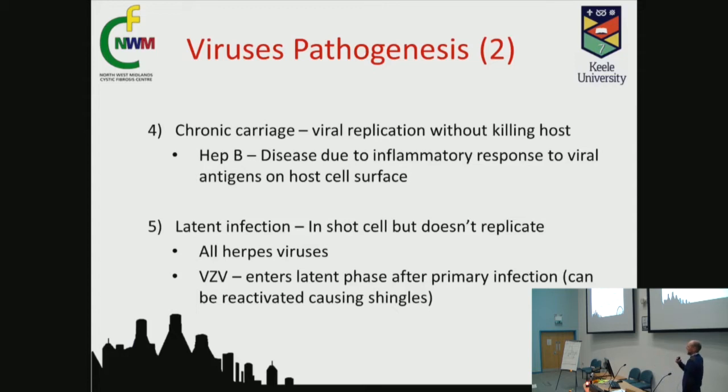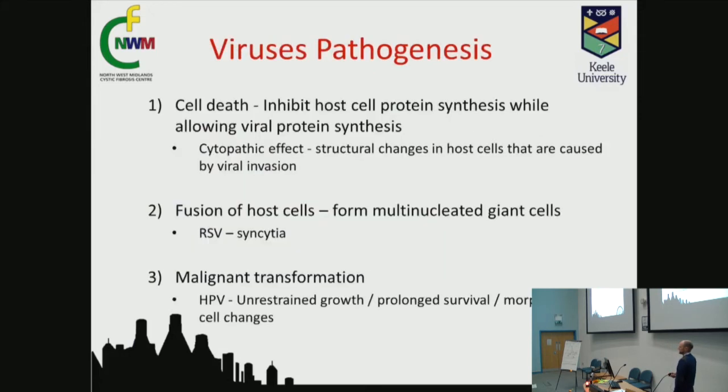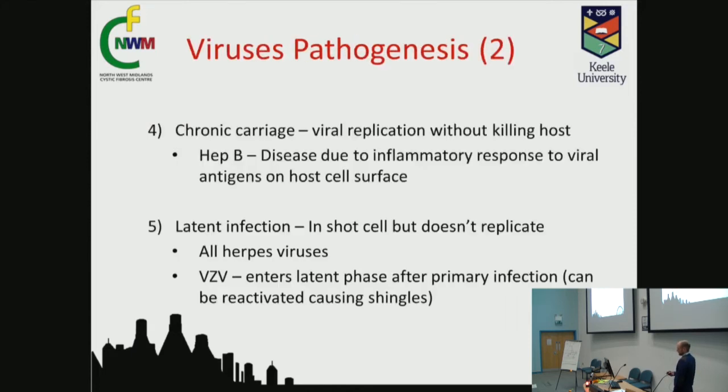So you have chickenpox. When you go into the latent phase after the primary infection, it can stay there for a long time without causing any problems, and then subsequently be reactivated, causing disease. So that's the latent infection you can get with viruses. So most of the things we need to think about relate to cell death, but we need to be aware of those other ones with specific examples.